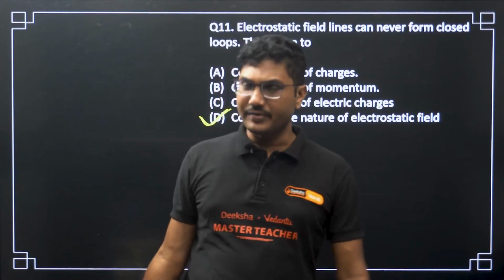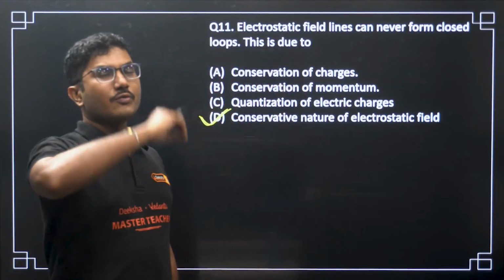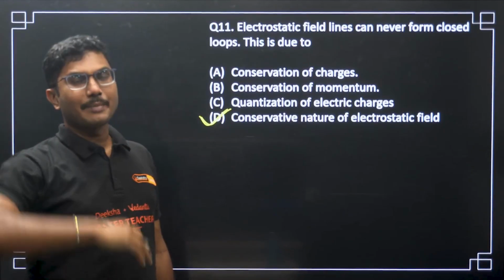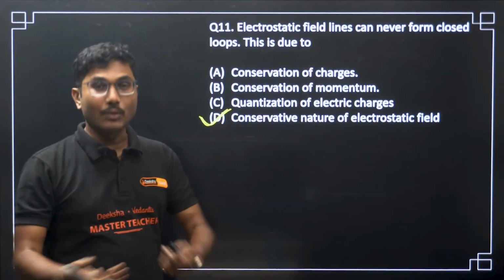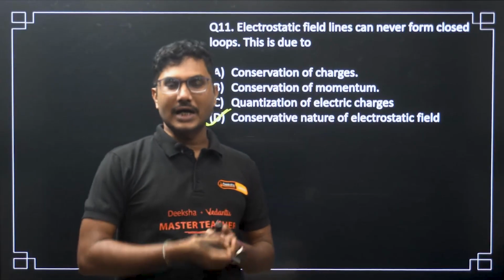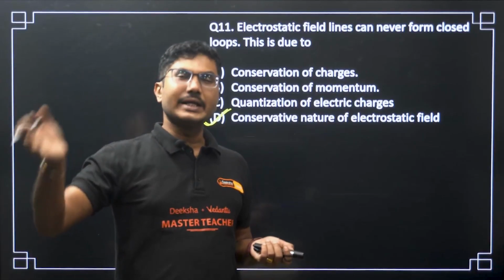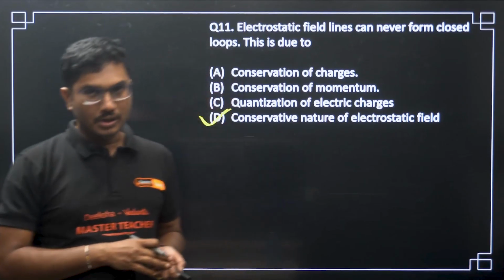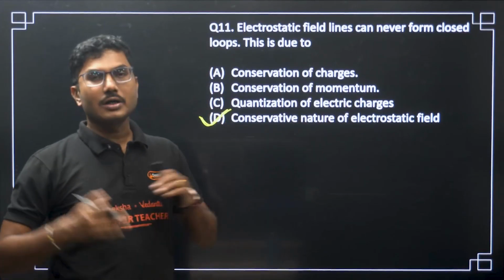Electrostatic field is conservative. So if you do some work to bring a charge from point A to B, and if you release it, you will get that work back. The energy that's stored in the charge while doing work is released by the charge when coming back to the original position. That's why that is called conservative nature.